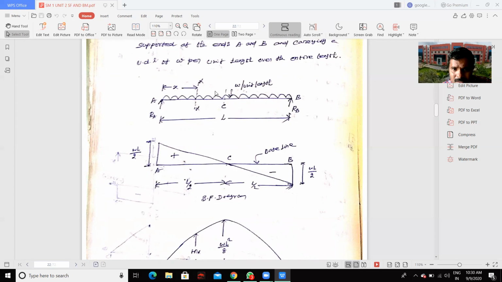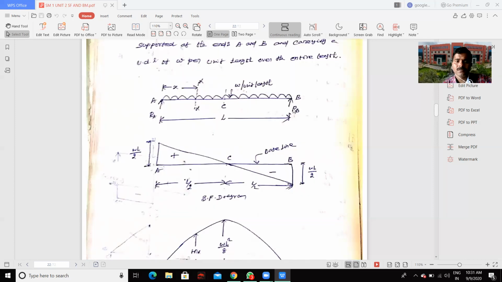w. So this UDL, you have to convert into a point load. Suppose the point load will be acting at the center. Therefore, capital W will be equal to small w into this length L. So WL will be the point load which is acting at the center point C. So WL is acting externally. So the reactions will be WL by 2 and WL by 2.